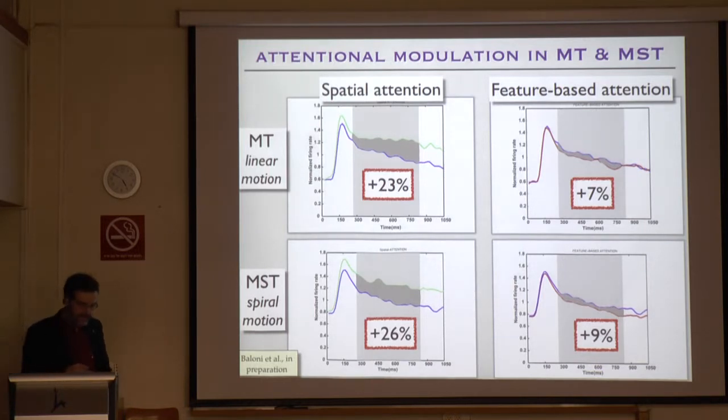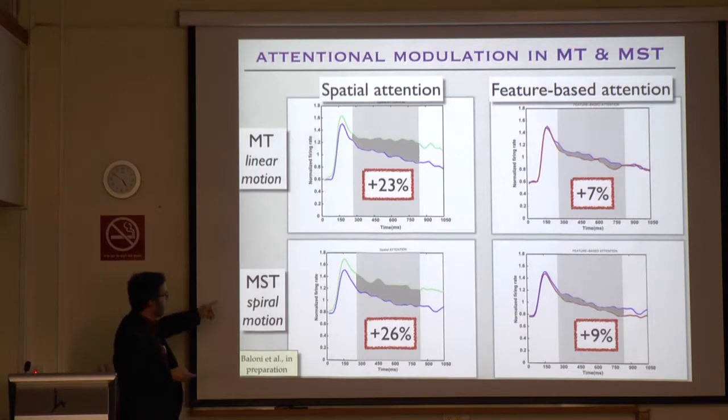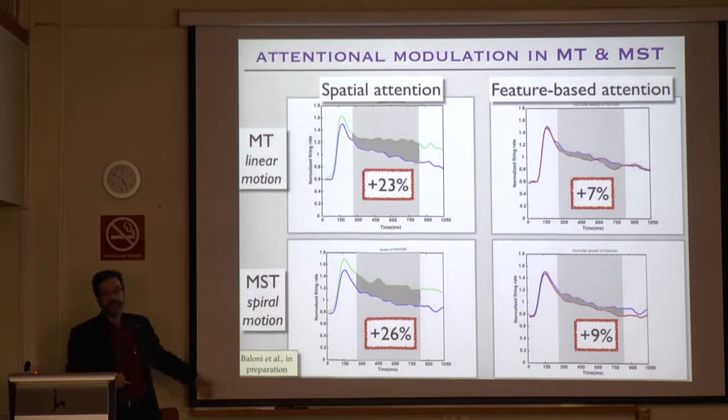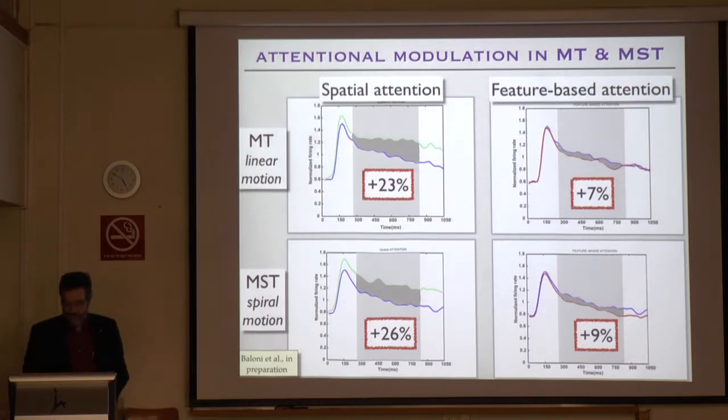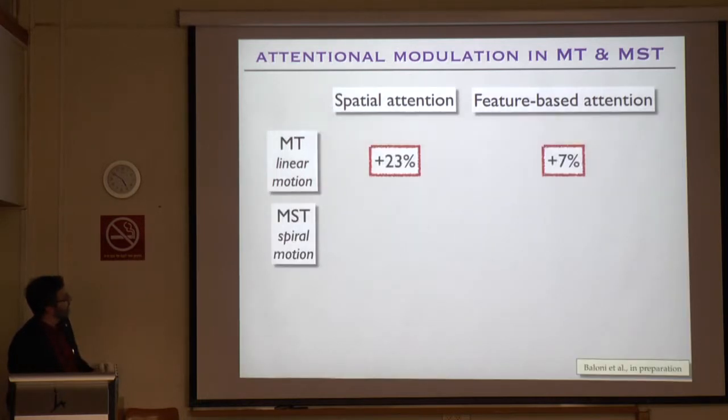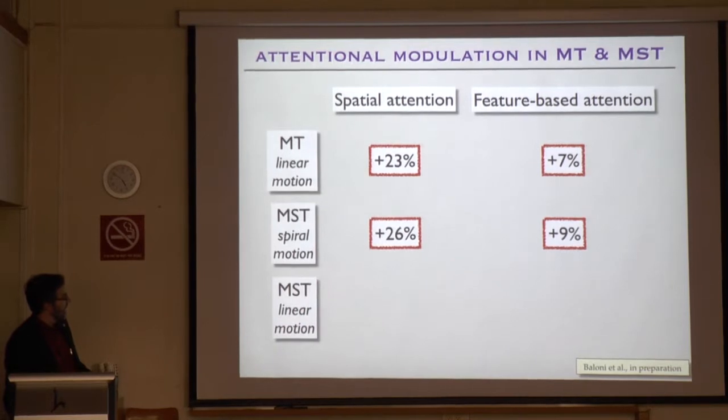And this is until we realized that these MST neurons are usually tuned to two things. They're tuned to the spiral motion patterns, but they're also, and often equally well, tuned to linear motion. Okay, so if they're tuned to linear motion, we can just repeat this experiment in area MST to see whether we see anything surprising there. So I'll summarize those four numbers. You've already seen them. And now let's look in comparison at MST linear motion responses.